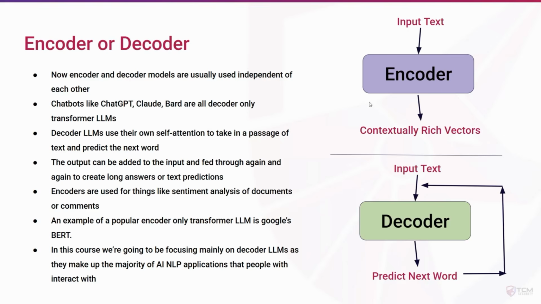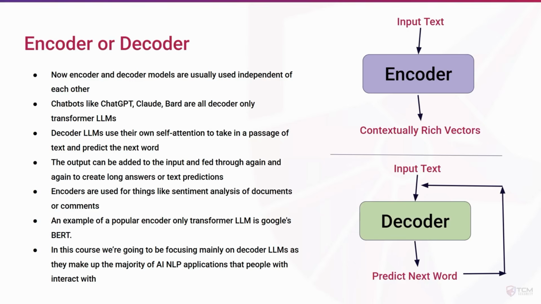Encoders instead are used for things like sentiment analysis of documents or comments. So again, we took a look at this before with that basic Word2Vec implementation. However, that didn't take in the full context of the sentence. Instead, it just looked at individual words. However, we can do a similar thing with an encoder, where now we get the fully enriched context of all of that document or word. So if you want to learn more about encoders or look up one of the more popular ones, take a look at Google's BERT.